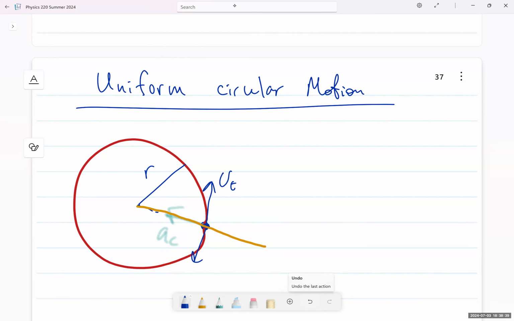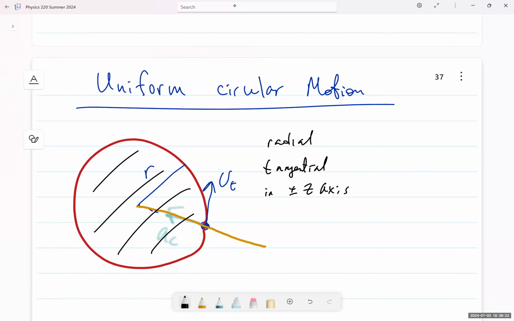So then we can think of it like this. For this particular type of uniform circular motion, we have a radial direction, and we have a tangential direction, and also a direction into the page or out of the page. So basically in the plus or minus z direction. And that's our z axis, into the page or out of the page, so perpendicular to the plane of the motion.